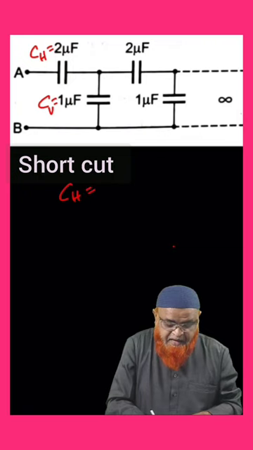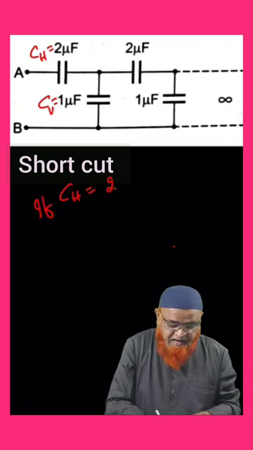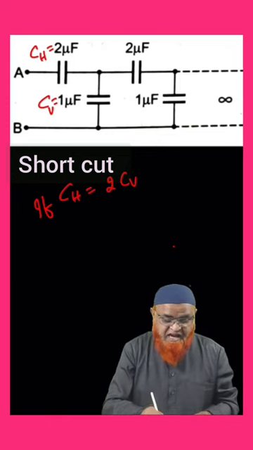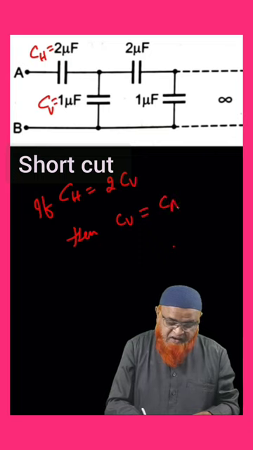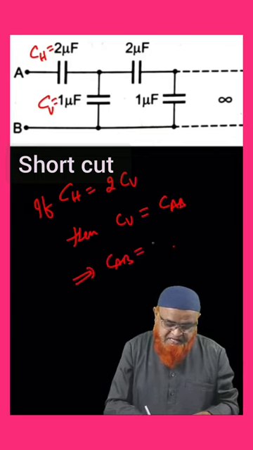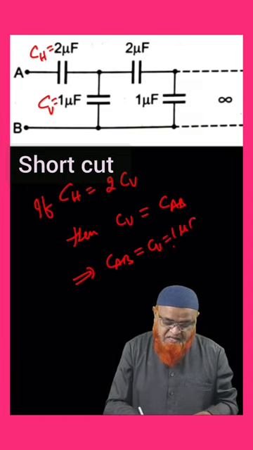For example, here, C horizontal. If C horizontal is 2 times C vertical, then C vertical is equal to C across AB. This implies that C across AB is nothing but C vertical, which is equal to 1 microfarad, and that is going to be your answer.